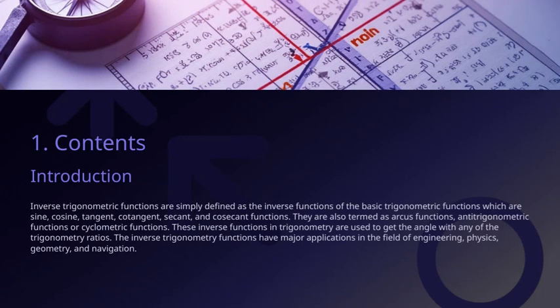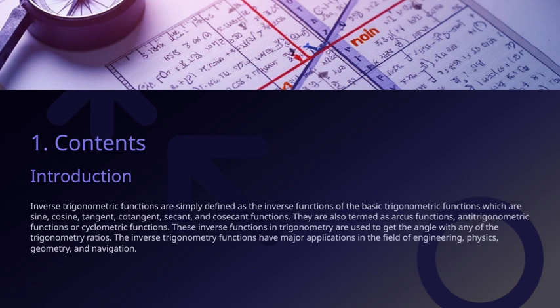Inverse trigonometric functions are essentially the inverse counterparts of the basic trigonometric functions. These include sine, cosine, tangent, cotangent, secant, and cosecant functions. Sometimes you'll hear them called arc functions, anti-trigonometric functions, or cyclometric functions. Their main purpose is to find angles when you know the ratio of sides in a triangle. This makes them incredibly useful across various fields.